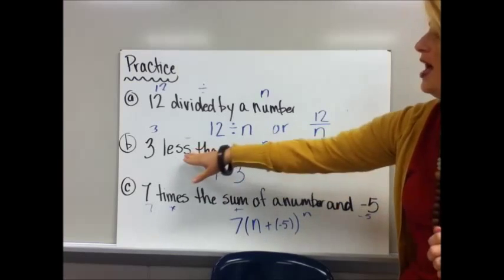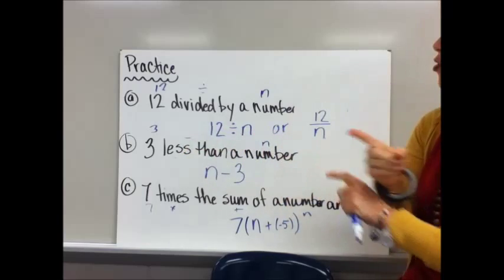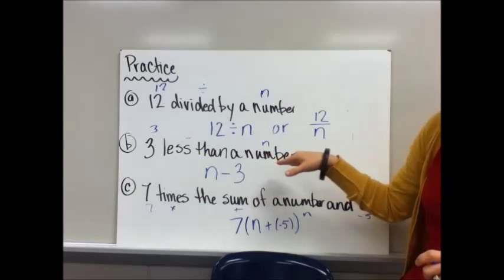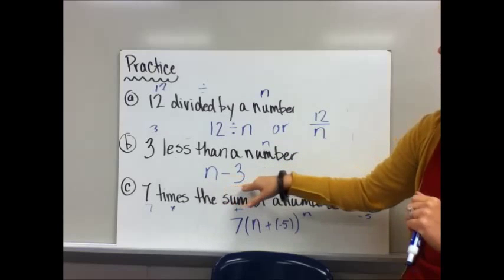Practice B. 3 less than a number. That phrase less than tells us to swap the order. 3 is being taken away from the number, so it's n minus 3.